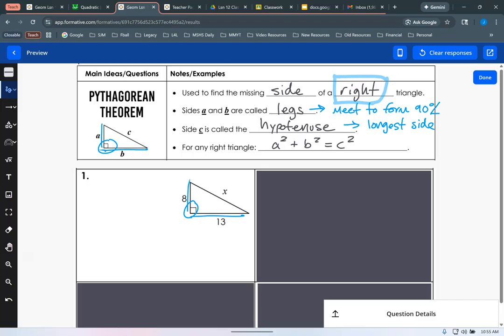And in this case, I am missing my hypotenuse, right? So to figure out my missing side length, I'm going to first set up my Pythagorean theorem. So it's going to be a squared plus b squared equals c squared. So it's going to be 8 squared plus 13 squared equals x squared.